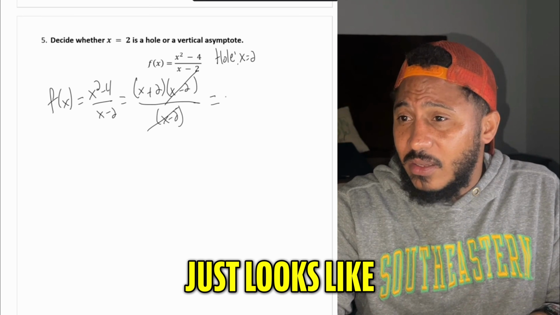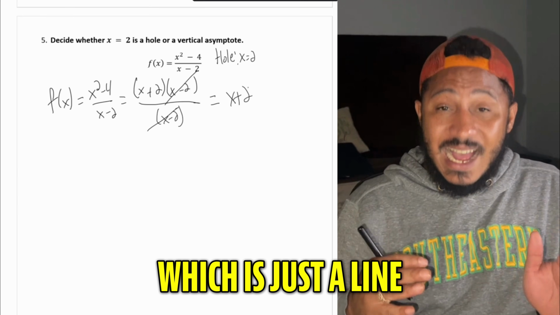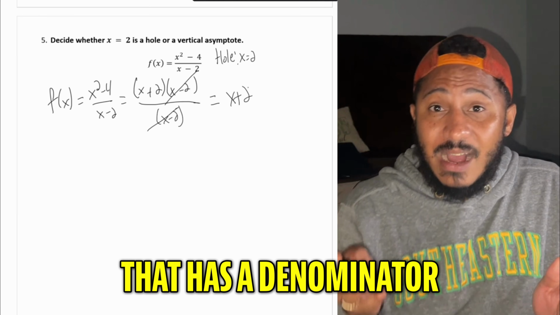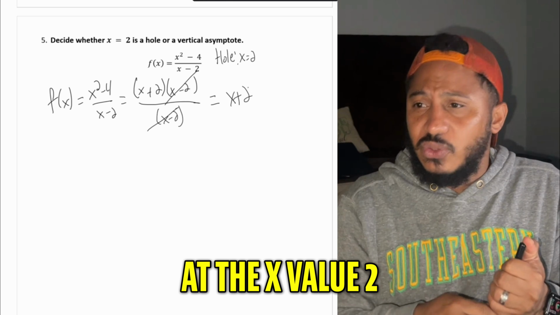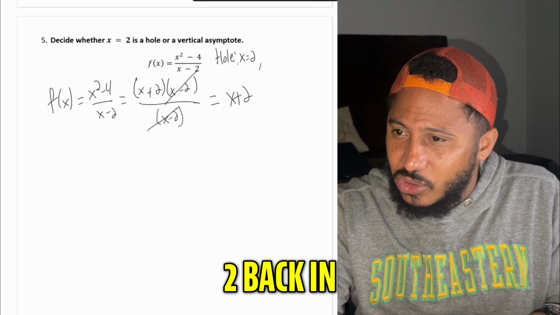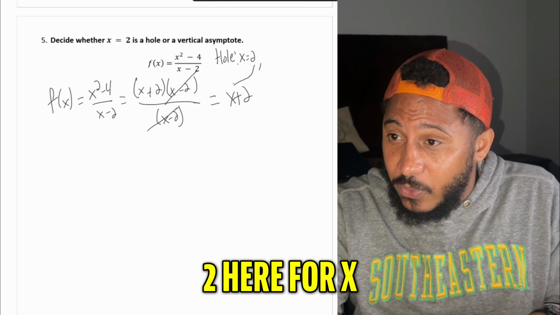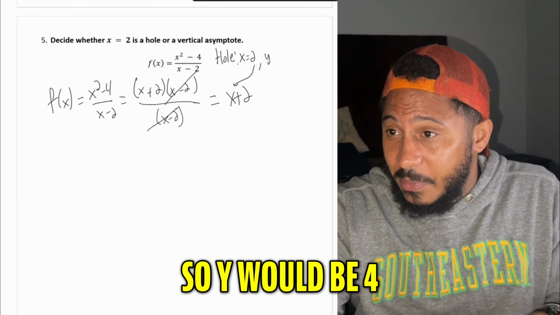Got it. So what does the graph really look like? It just looks like y equals x plus 2, which is just a line. So it's not even one of those that has a denominator. There's just a hole at the x value 2. If we need to find the y value, we could plug that 2 back in by plugging 2 here for x. That would be 2 plus 2, so y would be 4.